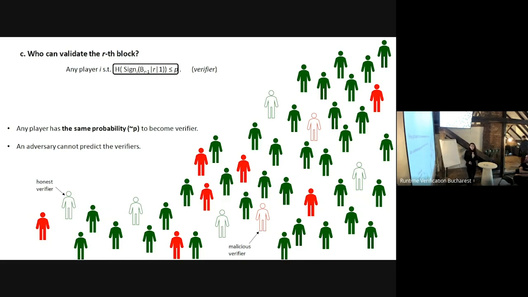B_{R-1} is some information related to the previous block proposed. Yes, that's public. No, the signature is also public. Once a player computes the signature of the message, he makes it public.